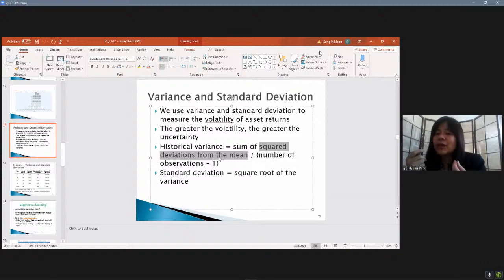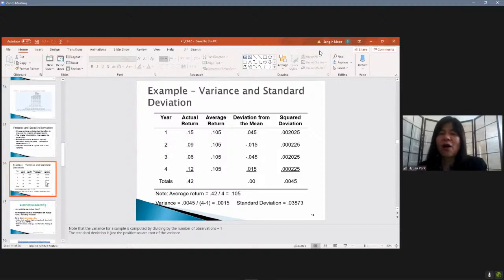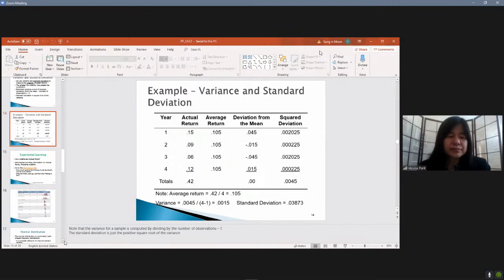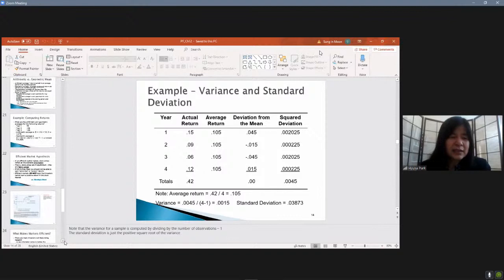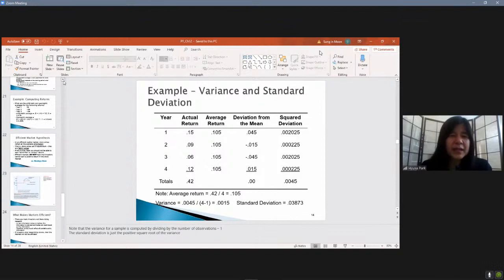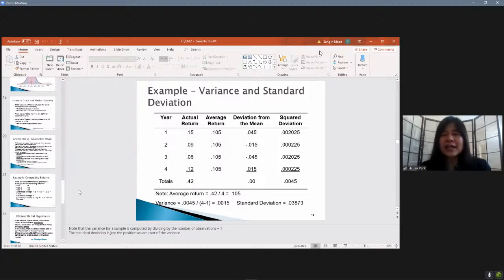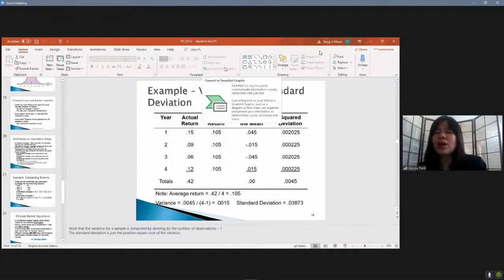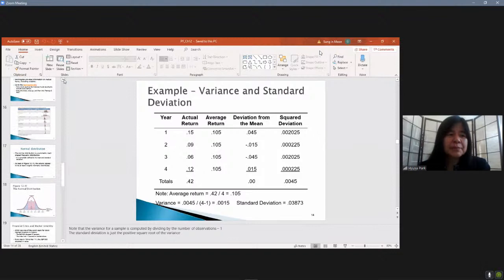What are you going to do? There is no historical price and return data available, but you need to calculate the volatility, the standard deviation, of this new stock. Definitely this historical variance and standard deviation equation does not work. So in that case, you need a probability approach. We will learn the probability approach later. Before we use it, let's go through a numerical example. Let me open another file.